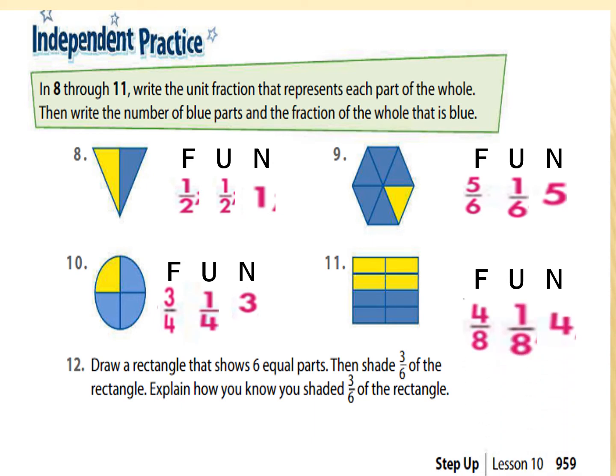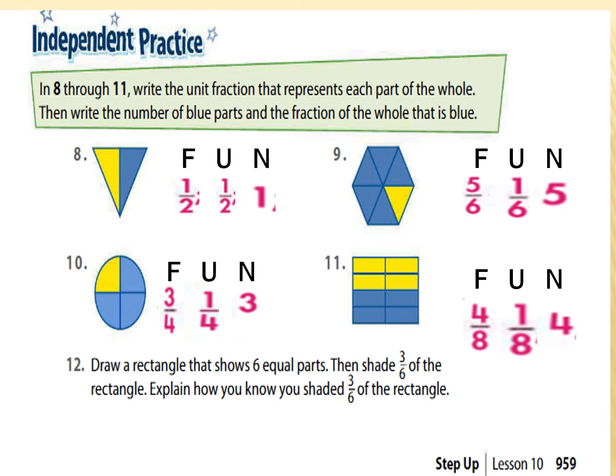Question number 12. Draw a rectangle that shows 6 equal parts. So the first step is to draw a rectangle and cut it or divide it into 6 equal parts. Then shade 3 over 6 of the rectangle. Explain how you know you shaded 3 over 6 of the rectangle.